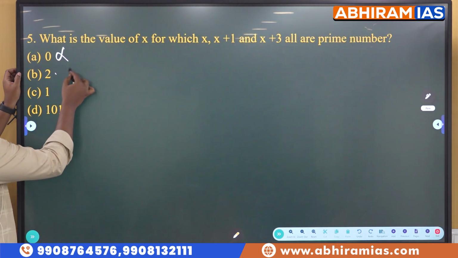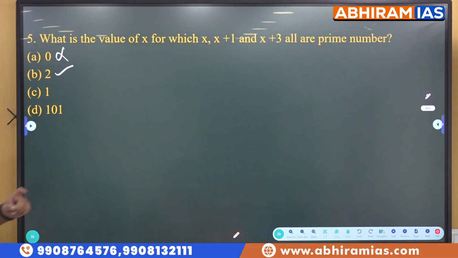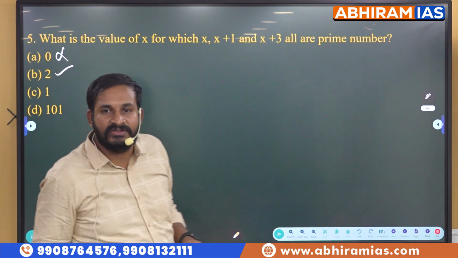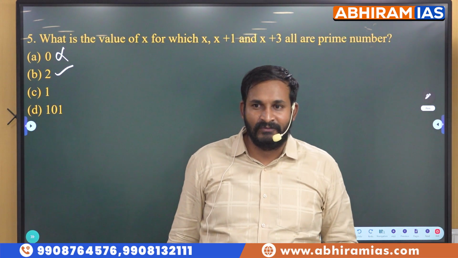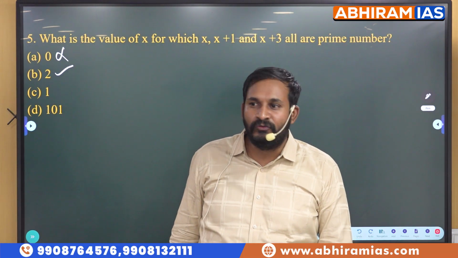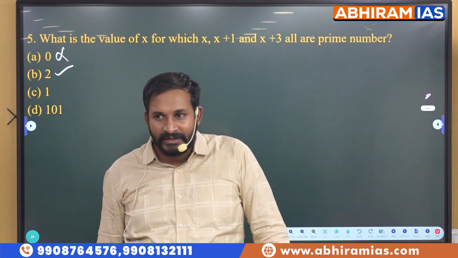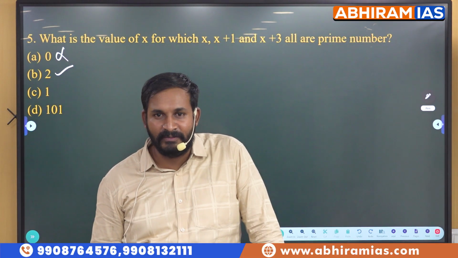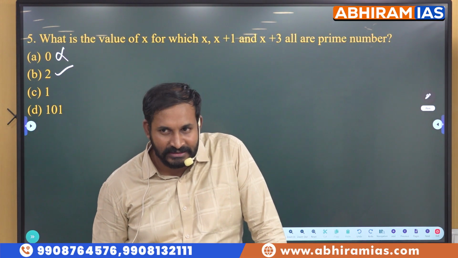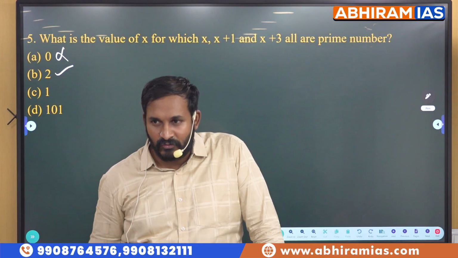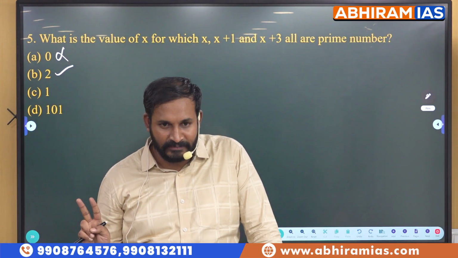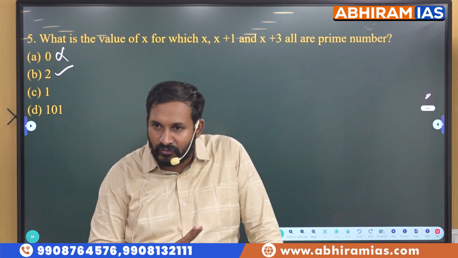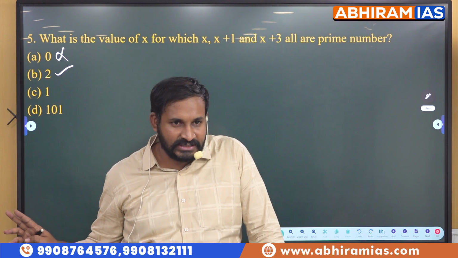This is one method. Or else, there is only one chance to have 2 successive numbers as prime numbers. What is that? 2 and 3, right? Apart from 2 and 3, no other 2 successive numbers are prime numbers. Am I correct or not? Only 2 and 3 are 2 successive prime numbers.